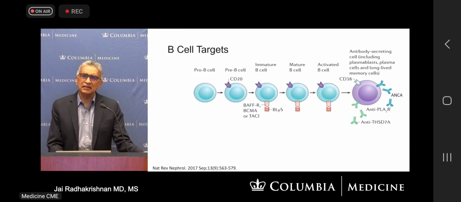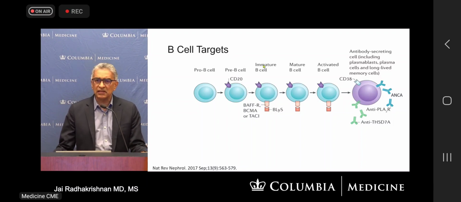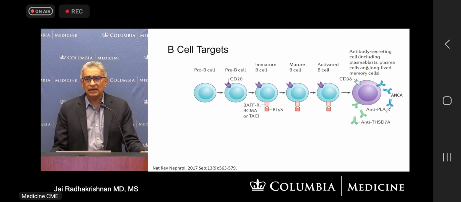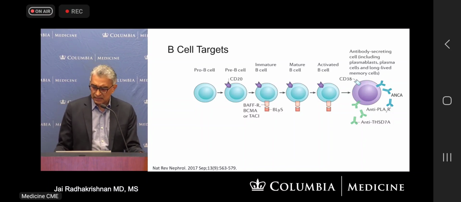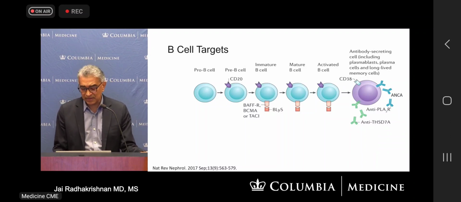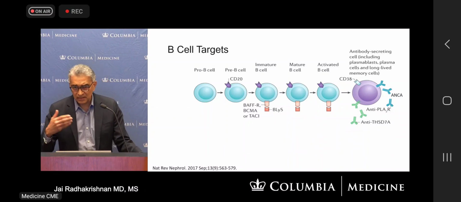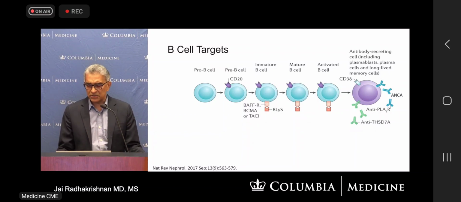So when you look at the B-cells, there are a number of targets that one can use in controlling B-cell function. When you go from the pro to the pre-B-cell to immature B-cells, and finally the mature B-cells, the activated B-cell, and then finally the antibody-producing cells, which are essentially plasma cells. And there's this set of B-cells called long-lived memory cells, which are very important, because once they gain recognition of the antigen, they have the capacity to produce antibody, even if the disease is in remission.